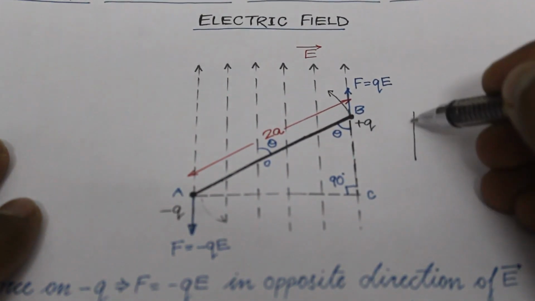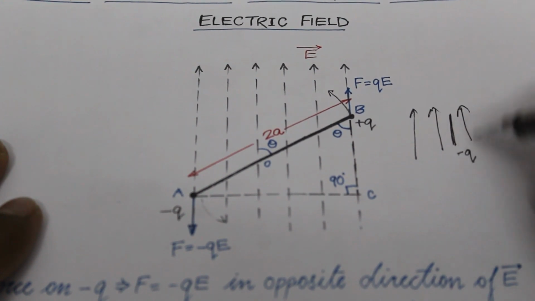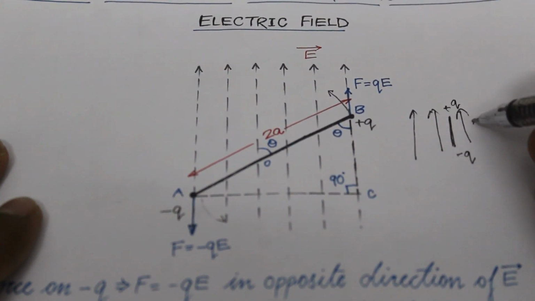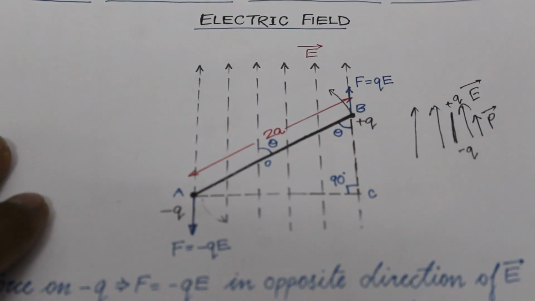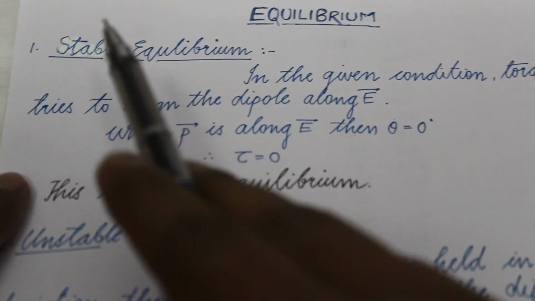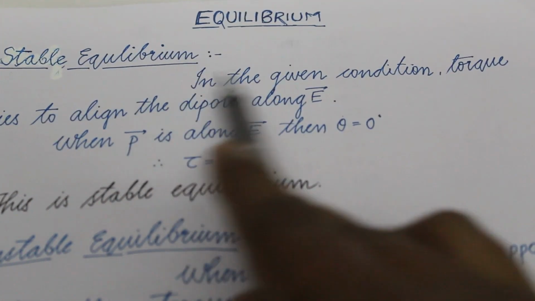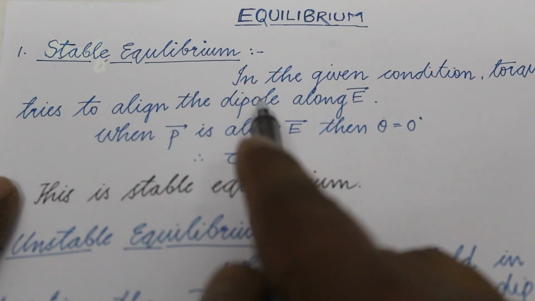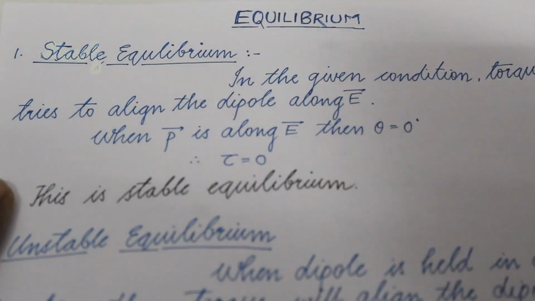I'll draw a small diagram for you. Let's say this is the external electric field. The torque will rotate the dipole in such a way that minus q will be over here and plus q over here. So the direction of dipole moment will be in this direction. It means the direction of external field and direction of dipole moment are same, that is, the angle between them is 0. If such a case arises, then it is known as stable equilibrium. In this, the angle is 0. In the given condition, torque tries to align the dipole along electric field. In such case, the dipole will be in stable equilibrium.